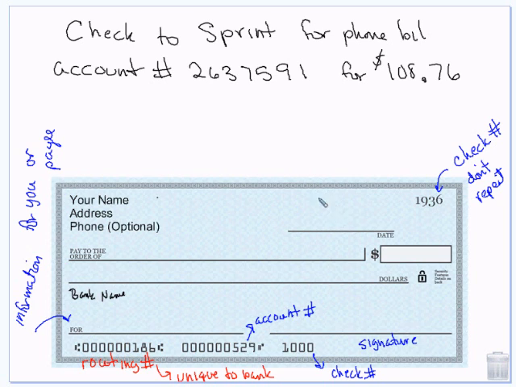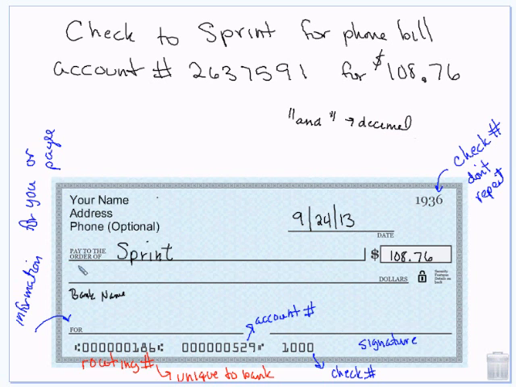So I'm gonna fill out this check to Sprint. Bill has 2 L's. And let's say I'm gonna pay it today. So I would put today's date. Okay. I would write Sprint and the pay to the order of. It's $108.76. Actually, it's 108. The and goes where the decimal point is. So the word and in math is for the decimal.